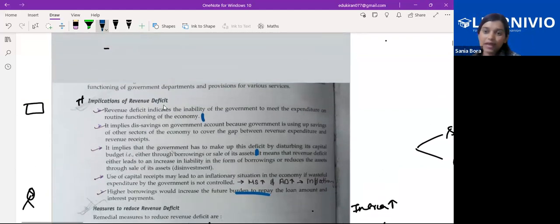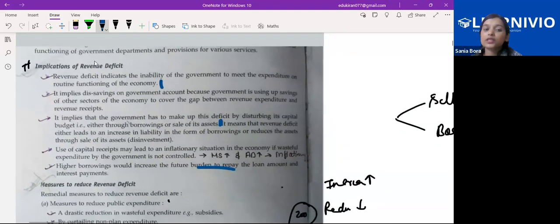I'll try to be as simple as I can, right? See, revenue deficit indicates the inability of the government. Government is not capable enough. For example, my bill was 1,200 rupees, so I was unable to pay it, because I was not earning. So if you have a revenue deficit, that means government is not good. Government is not able to meet the expenditure by its normal functioning, right? Clear?